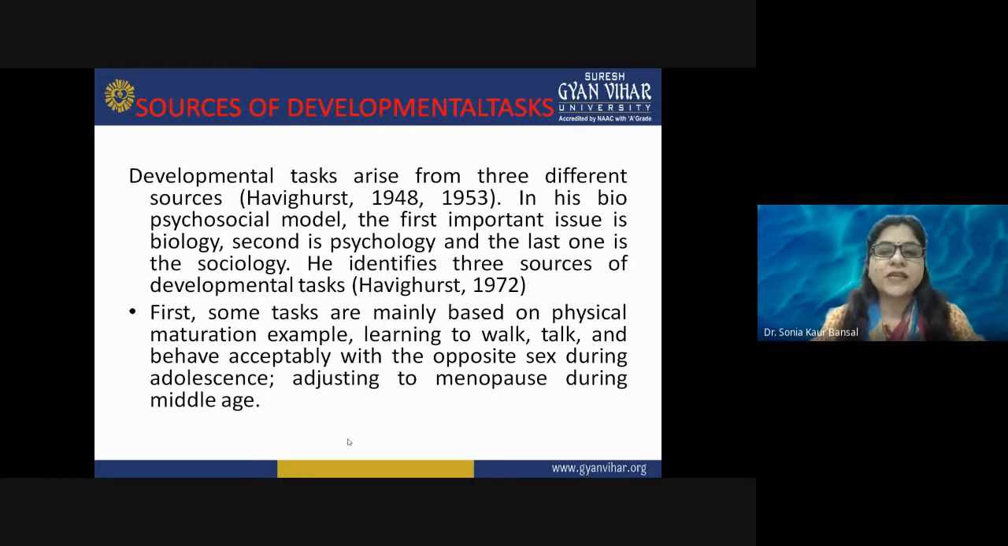And Havighurst identifies three sources of developmental task in 1972. First, some tasks are mainly based on physical maturation. Okay, so for example, learning to walk, the child starts learning at different stages. You may notice that each child is different. Each child speaks at a different time. So this is how the child is learning to walk, talk, and behave acceptably with the opposite sex during adolescence as well. So also adjusting to menopause during middle age. So these are the sources of developmental task.